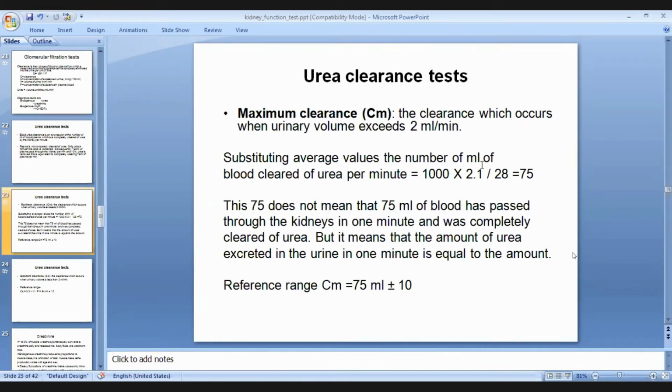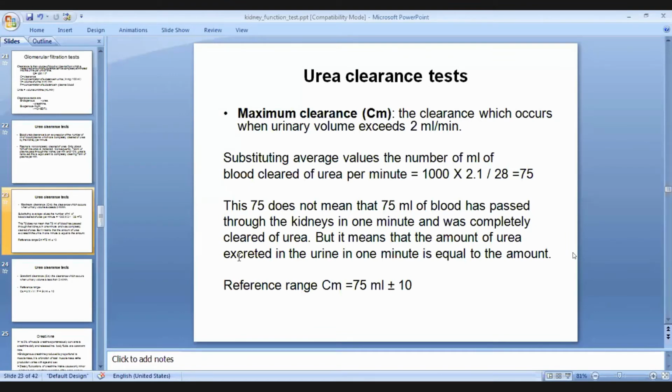Now here 75 does not mean that 75 ml of blood has passed through the kidney and was completely cleared. It means the amount of urea excreted in the urine is equal to the amount present in 75 ml of blood. So how much urea is being excreted in the urine equals the amount present in 75 ml of blood. Rather, of the blood being passed through the kidney, 75 ml has been cleared of urea. Okay, so that concept of clearance should be clear.